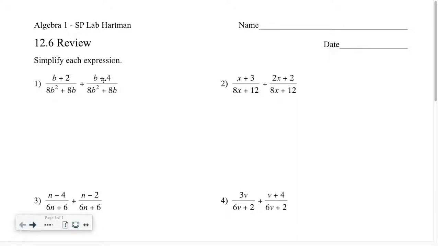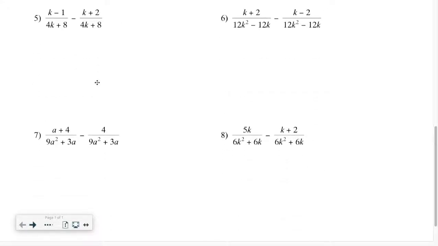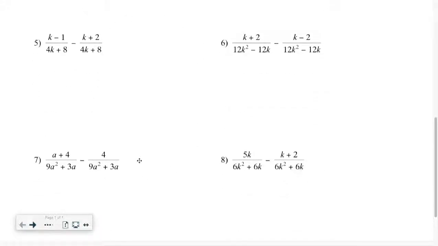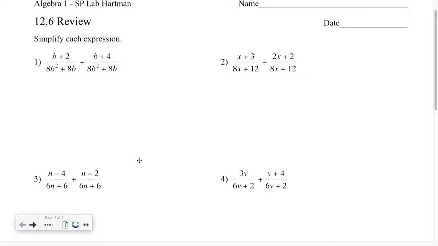Okay. Also a good review of what you did yesterday in Mr. Lavarchik's class. So again, we're adding and subtracting rational expressions. We've got 4 addition problems here at the top, 4 subtraction problems at the bottom. Let's do a couple of the addition ones, maybe 1 and 3, guys. They're very similar. Okay. Let's do number 1 here to start.